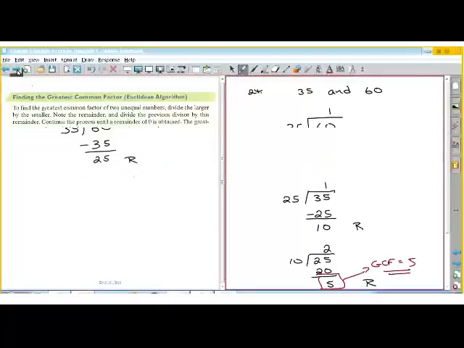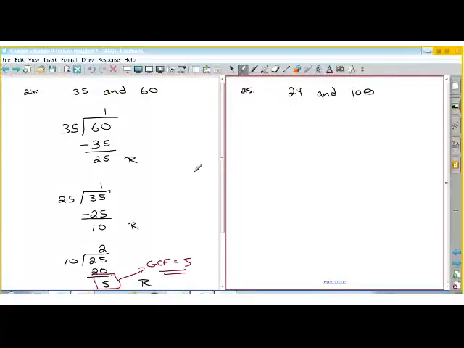Okay, let's do one more, and then we'll get some practice for homework. So here's two numbers. You take the larger number and divide by the smaller number. How many times will 24 go into 108? Probably 4 with some remainder. So if we take 24 times 4, we'll get 96. You subtract 96 from 108, and you'll get 12, which is not 0.